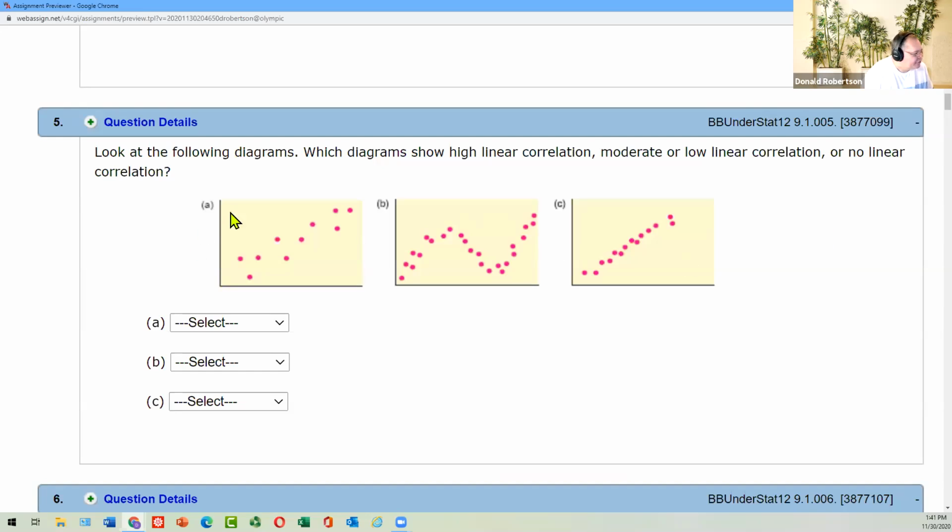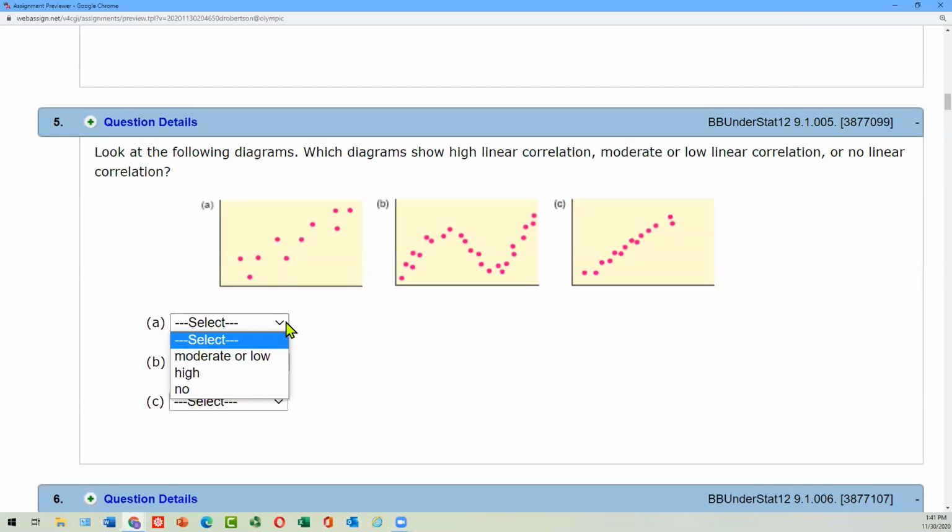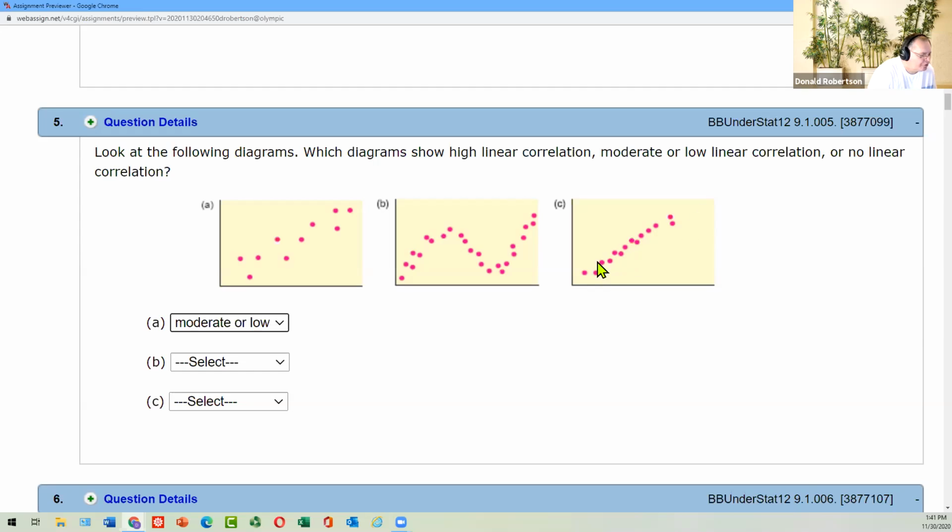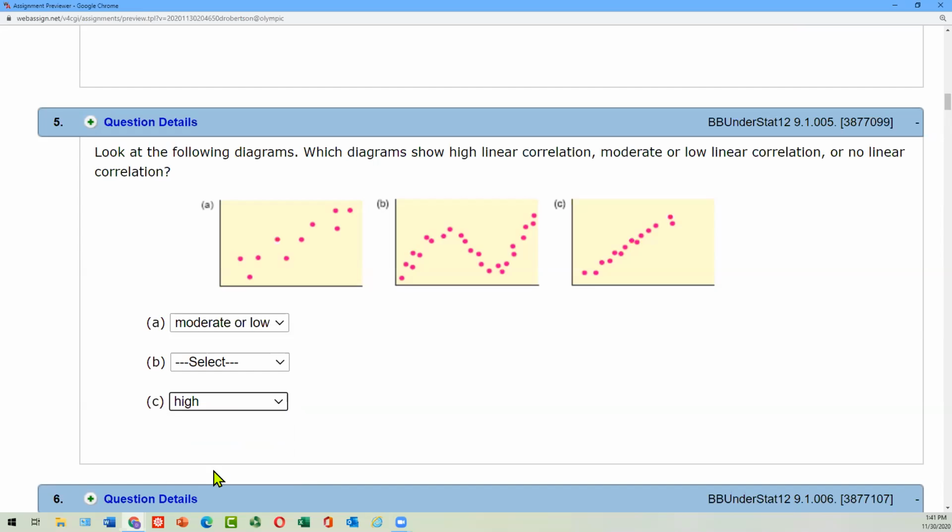Right, this is A. Now, here are the choices: no, high, moderate, or low. Which one of those 3 best fits A, in your opinion? Moderate or low. I would agree. Would you see this one here? I know there's a couple of kinks, but would you agree that's probably strong? Which they're calling high.